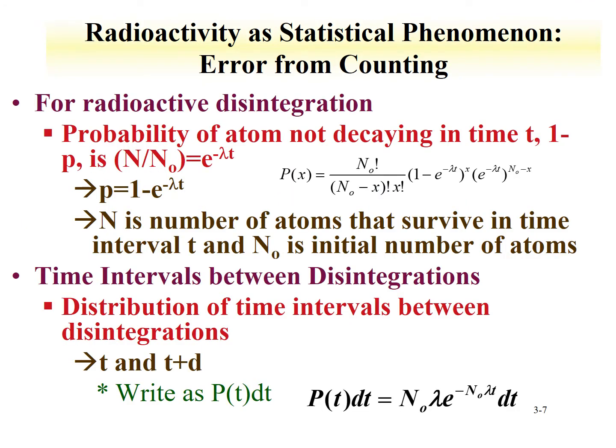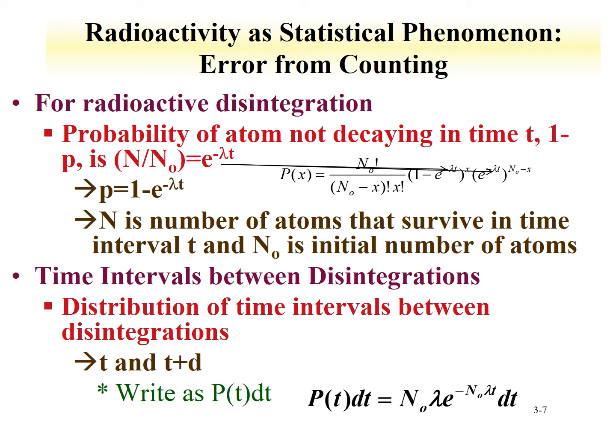As we discussed earlier, the probability of an atom not decaying in time t is this equation. We've already discussed it. It's a fundamental equation. And this equation, e to the minus lambda t, can be expanded out into our probability equation, where the probability is now replaced by e to the minus lambda t, and 1 minus e to the minus lambda t. N is the number of atoms that survive in this time interval t, and N naught is the number of initial atoms.